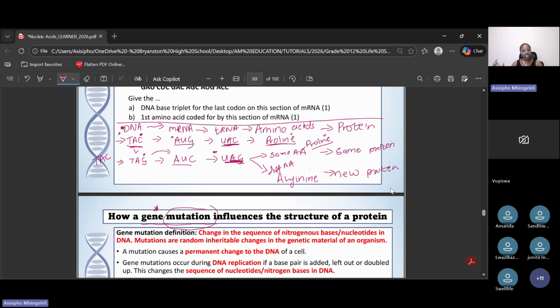So what does this change result in? And where does the change occur? It normally occurs in the DNA bases. Now, this change may lead to the very same protein being formed, which means there was no effect. Or it can lead to a new, sometimes they say new or different protein. Now, how do we know whether the protein formed is the same or different? You look at the amino acids. If there's a change, but the amino acid remains the same, that means the protein will remain the same. But if there's a change in the bases and the amino acid name changed, that means the protein that is going to be formed will also change.